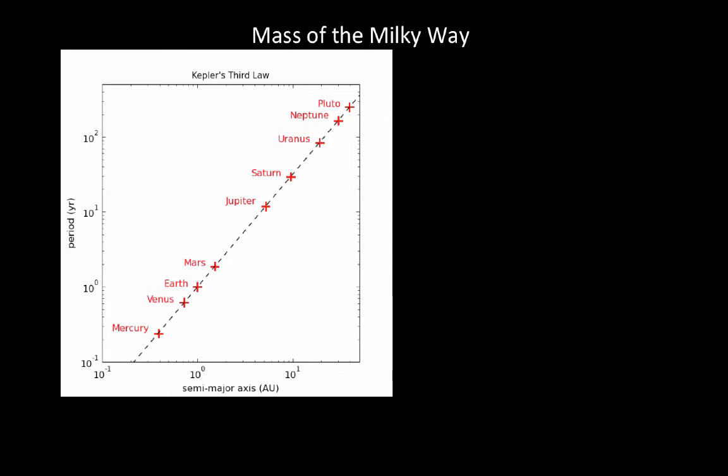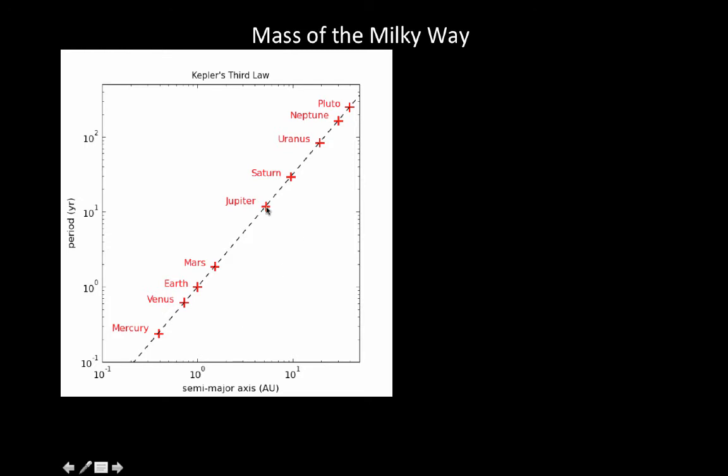Okay, what is the mass of the Milky Way? How do we figure that out? Well, one way you might think of doing it is to use Kepler's third law. Okay, the planets in our solar system, as we've seen early on in this class, form a straight line when you plot on a logarithmic plot their period versus the distance from the sun. That's because period squared is proportional to the distance from the sun cubed. That's Kepler's third law. The constant of proportionality gives you the mass of the sun.